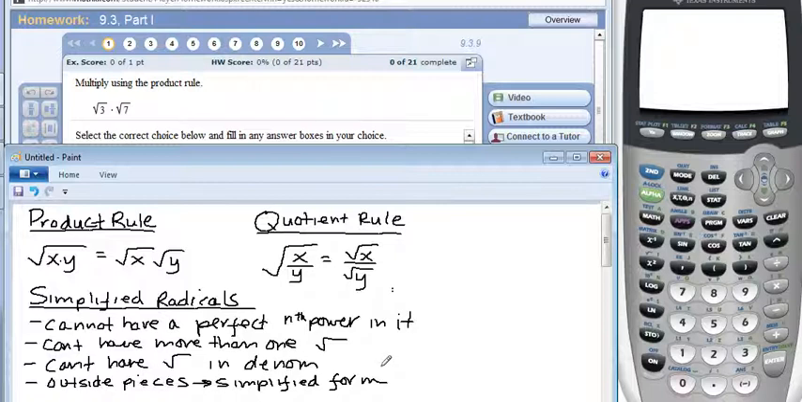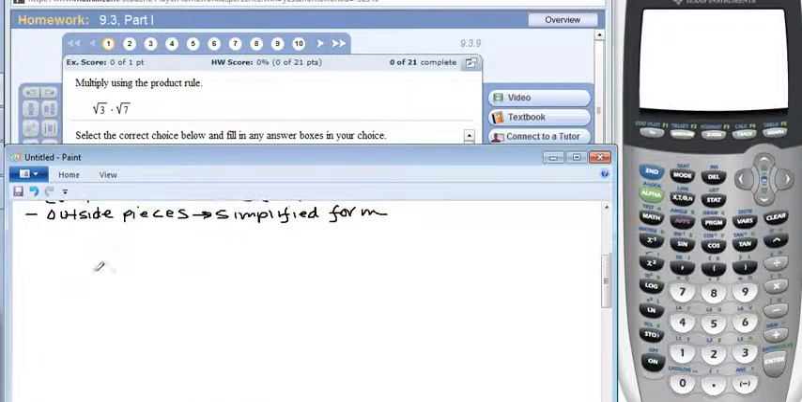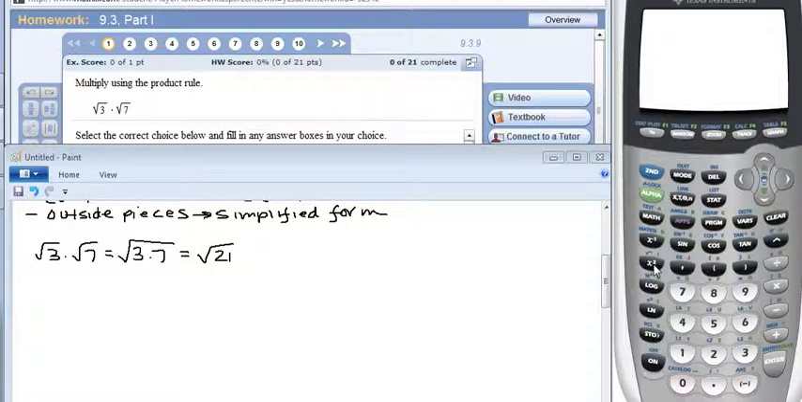So, product rule. It says multiply using the product rule. Well, yeah, that's going from this to this, right? So if I have the square root of 3 times the square root of 7, that's the same as the square root of 3 times 7 because my indexes are both 2's, which is the same as the square root of 21. Is that true? Well, let's check it with the calculator. Is the square root of 3 times the square root of 7, which is that ugly decimal, the same as the square root of 21?